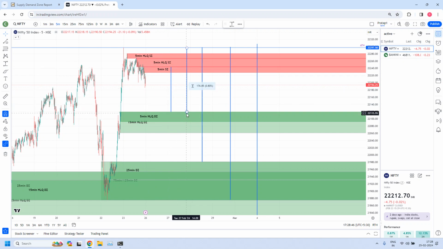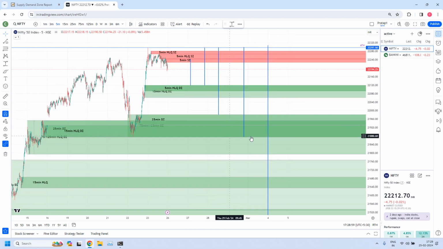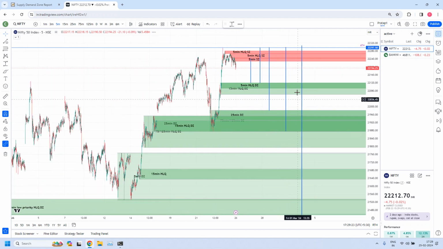And 15 minutes is probably the next 2 to 3 days range. And this 75 minutes range is probably the next 1 week range, or if not, maybe 1 more week extra. So this is the way you identify your ranges, and this is the daily range, probably the next 3 to 4 weeks range, or maybe 1 month or a little higher, because this is a 2000 points range.